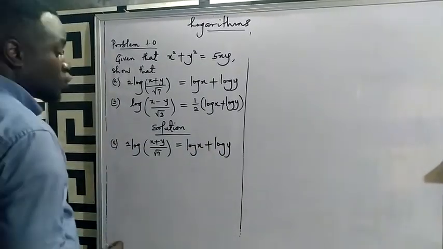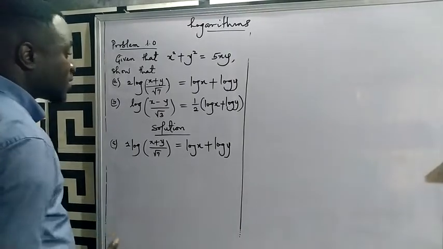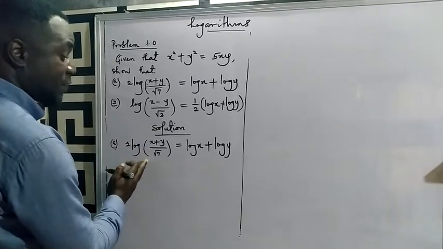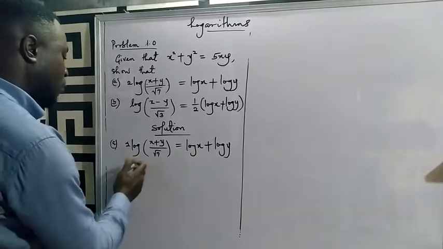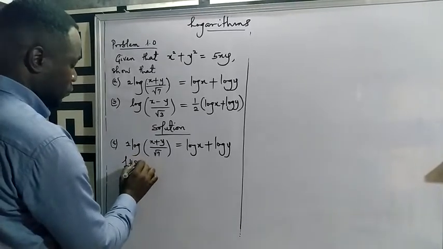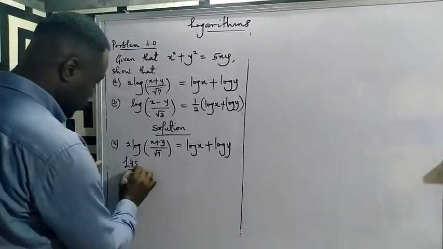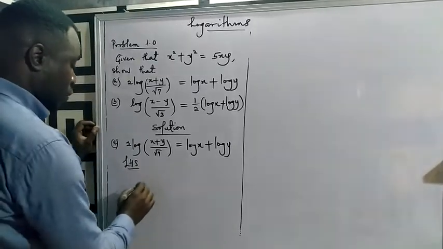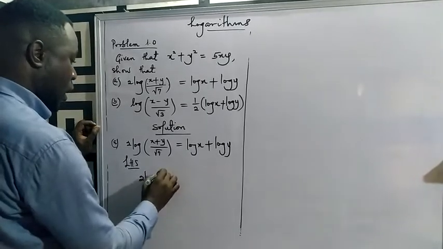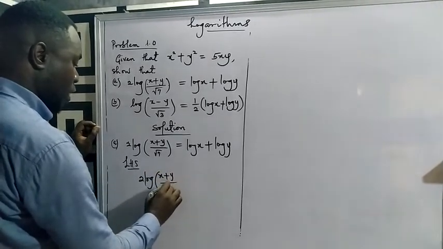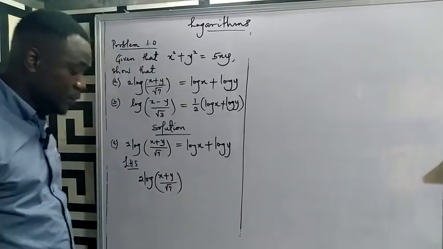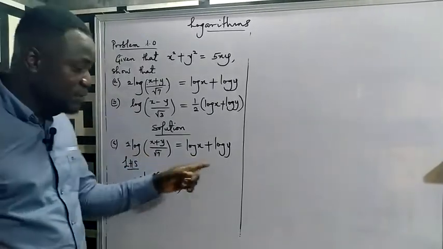Good. So now the idea is this: we have to show that the left hand side is equal to the right hand side, right? So I'm going to start from the left hand side, LHS. So what does that mean? 2 log (x plus y) over root 7. I'm going to simplify this. So the idea is to simplify the left hand side to get the right hand side.